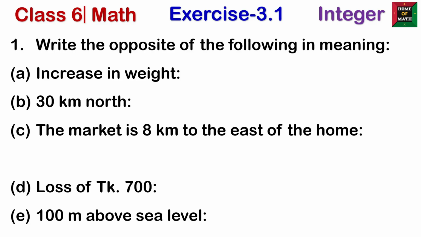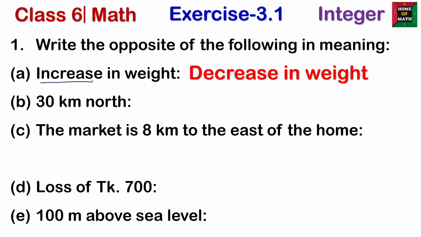Let's start. Our first question, write the opposite of the following in meaning. Increase in weight. So here is mentioned increase. So it should be what? Increase should be decrease, right? So decrease in weight. Then 30 kilometer north. So north will become what? South. So 30 kilometers south.